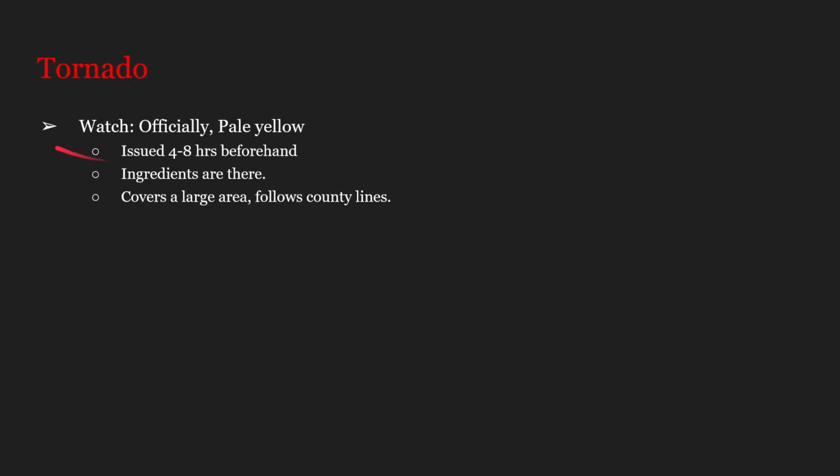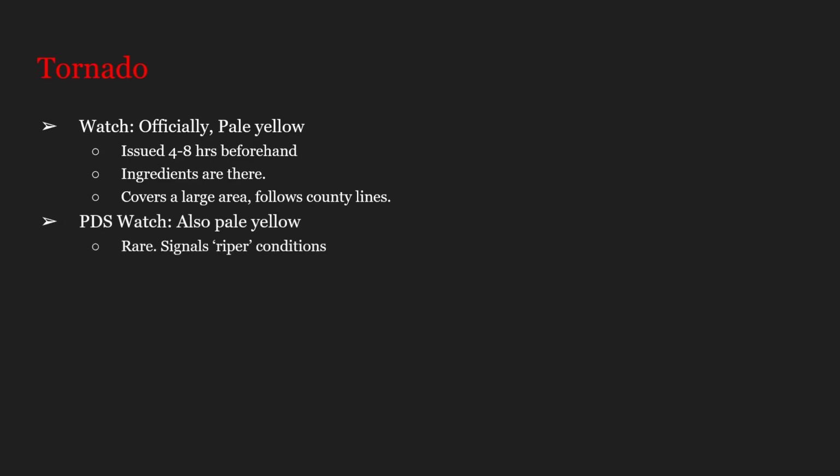Lastly, here we have our tornado alerts. You're first of all starting with our tornado watch, obviously. These are officially more of a pale yellow. Even the NWS tornado Twitter bots use red for these, though. Just like the severe T-storm watch, these are issued around 4 to 8 hours beforehand. The tornado watch, just like the severe T-storm watch, is saying that the ingredients are there for tornadoes to form. These cover a large area and also follow county lines. Tornado watches do generally not cover as large an area as severe T-storm watches.